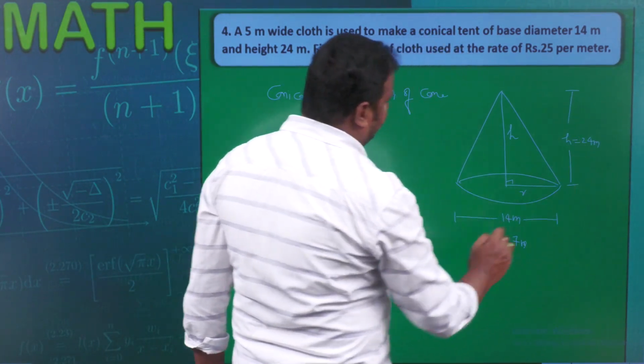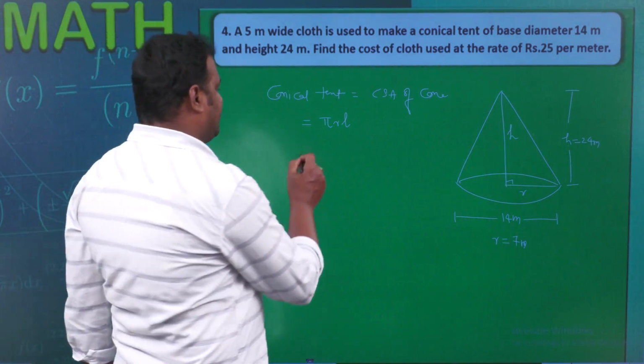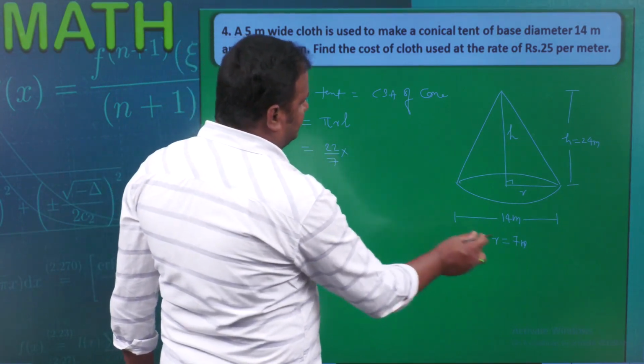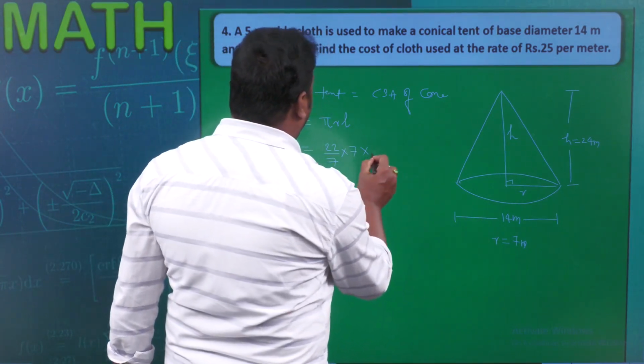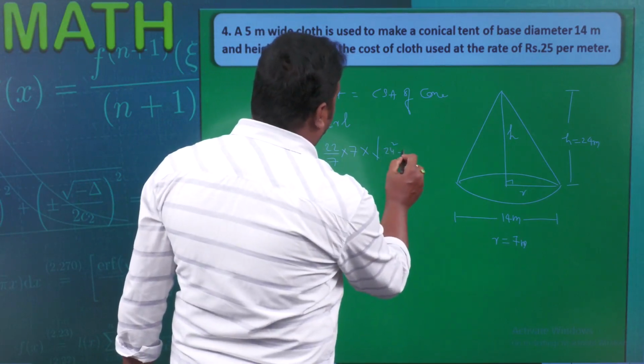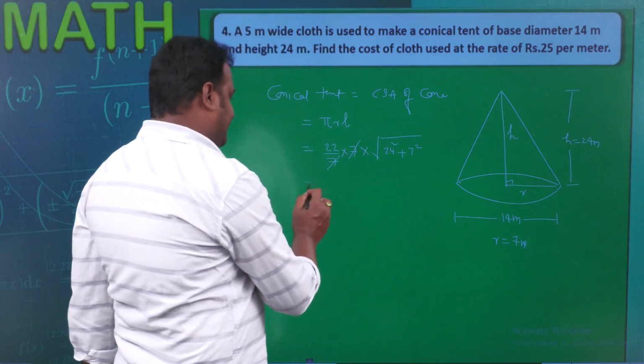So with the help of this height and radius, we will be able to find L. L is nothing but the slant height. Curved surface area is equal to pi, which is 22 by 7, times radius 7, times slant height, which is root over h square plus r square. That is 24 square plus 7 square. Got it? Here 7 and 7 get cancelled.